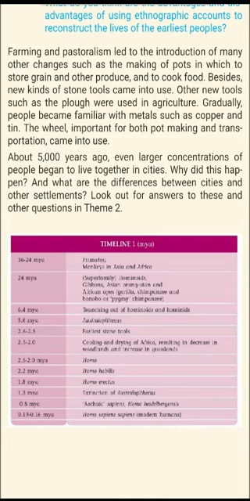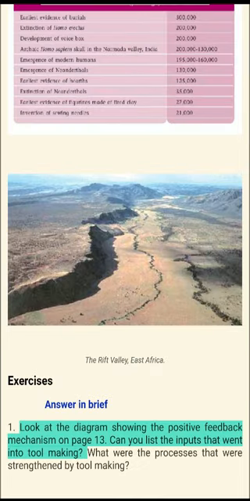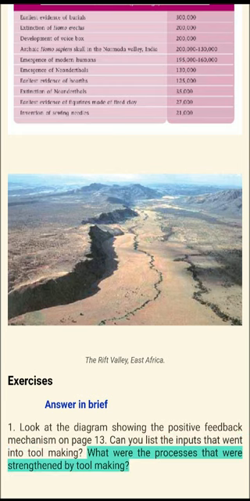Exercises. Answer in Brief. 1. Look at the diagram showing the positive feedback mechanism on page 13. Can you list the inputs that went into tool making? What were the processes that were strengthened by tool making?